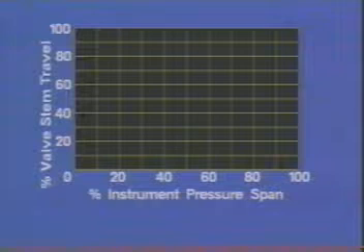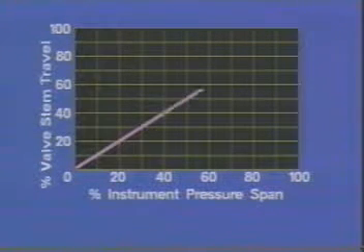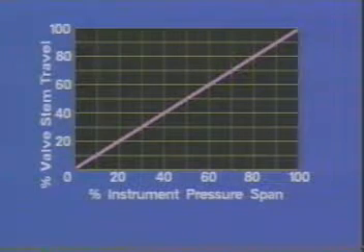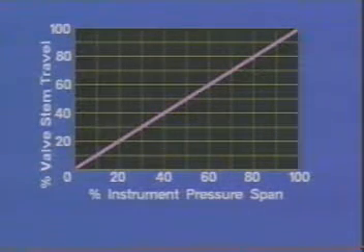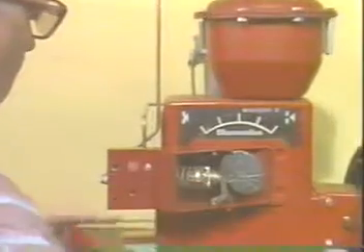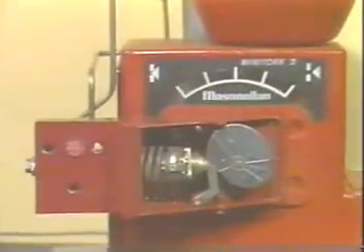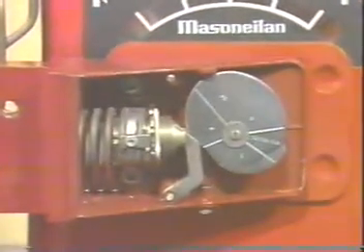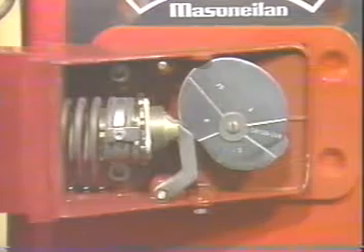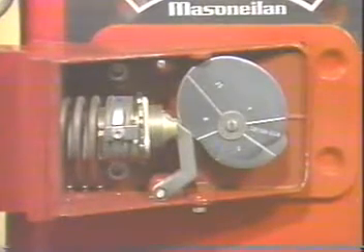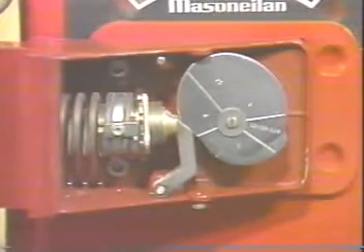Generally, valve stem positioners are linear. That is, they change valve stem position linearly with respect to controller output pressure, as shown by this chart. Some positioners are provided with a means, generally a cam, to change this relationship. Effectively, this creates a different control valve flow characteristic.